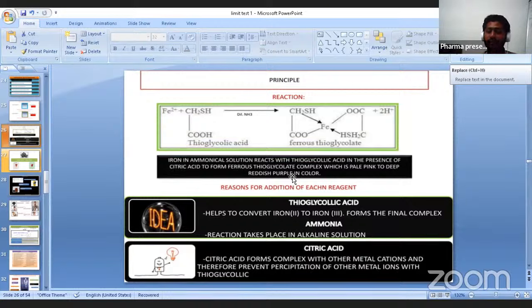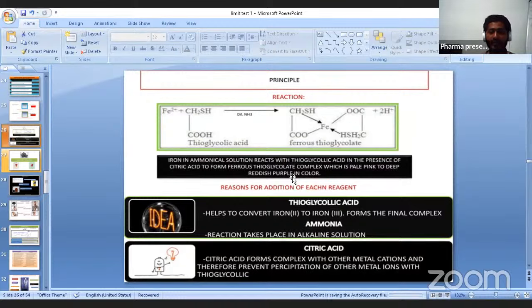So before adding thioglycolic acid, we add citric acid, making sure the other metals have reacted. Then we add thioglycolic acid, which forms a complex with iron to form ferrous thioglycolate. In this way, the different reagents used in each limit test have their importance, and they have to be added at their specified time. Before addition of thioglycolic acid, citric acid has to be added.